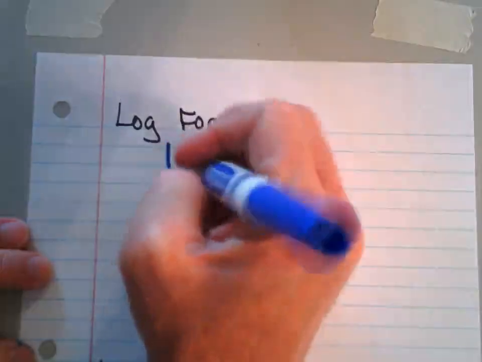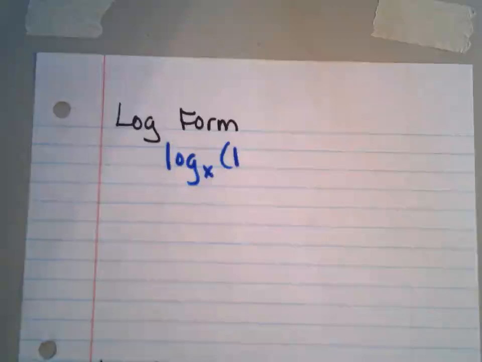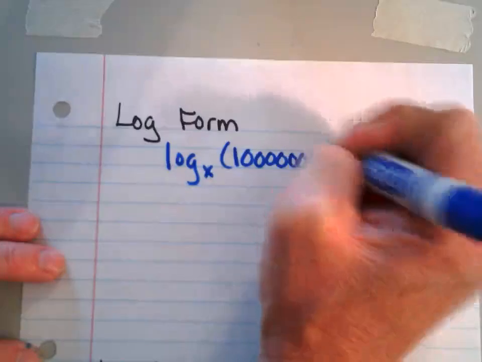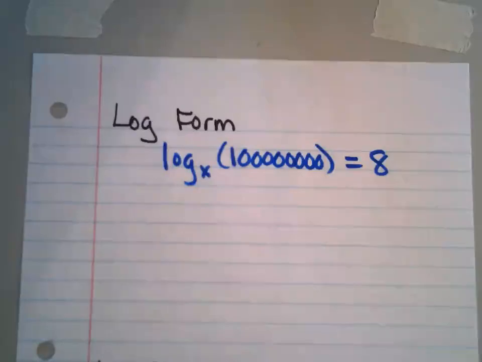Logarithmic form. Let's see what this is. Solve for a positive value of x. All right, so we're probably going to need a calculator. Log with a base of x and a big number. 1, 2, 3, 4, 5, 6, 7, 8. Looks like there are 8 zeros. 1, 2, 3, 4, 5, 6, 7, 8 equals 8. And they want us to figure out what x is.